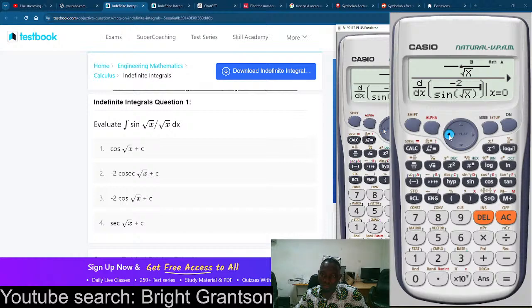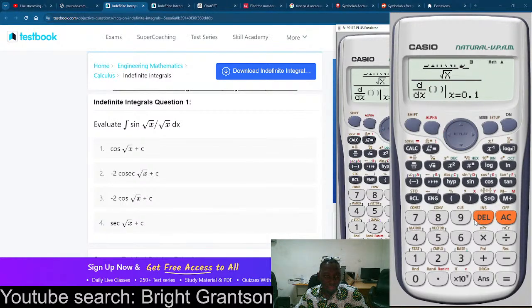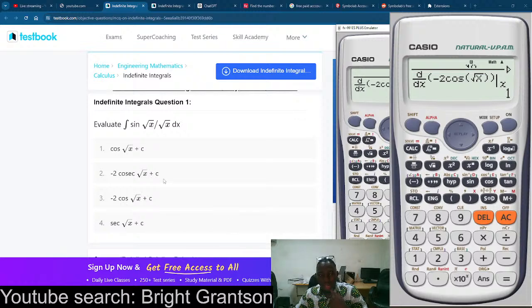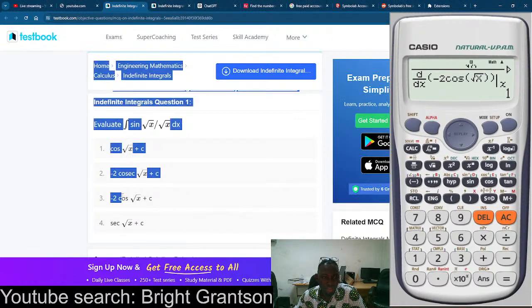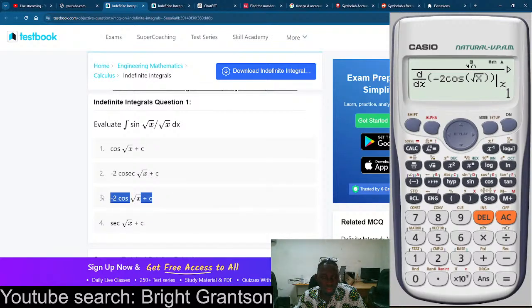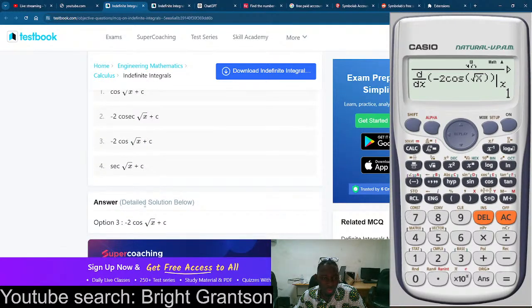Now let's try the third one. I'll keep on deleting the elements in this bracket and write -2 cos root of x. We won't write the plus c. We press equal and we get 1. So the correct option here is option C. That's the correct option. When I go to the website, it also gives me the solution as negative 2 cos root x plus c. I hope it's okay.